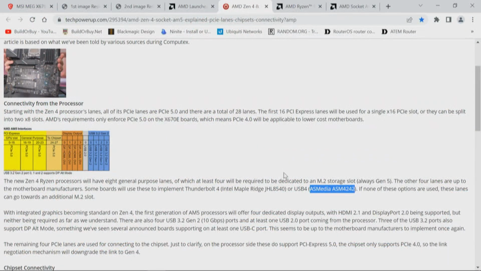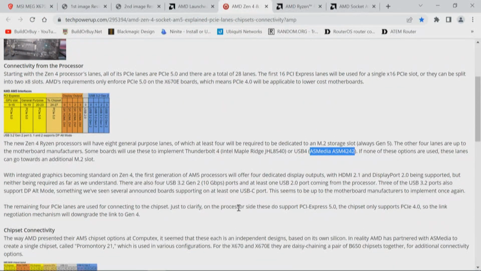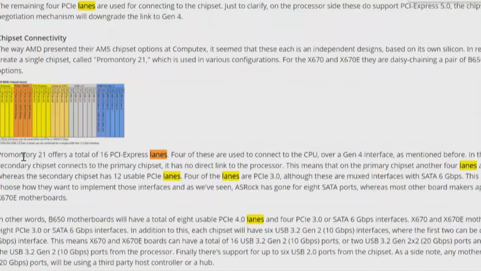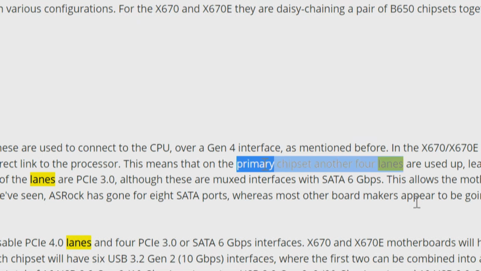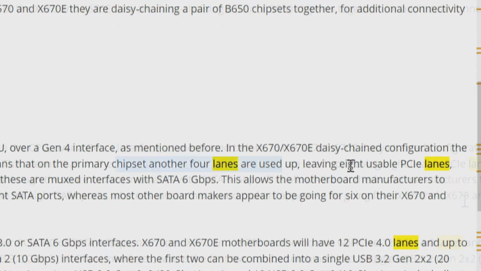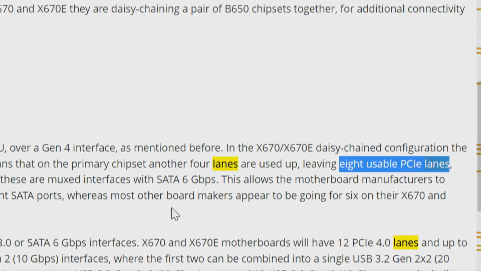And I'm going at this a little bit different than the others based on the questions that we've had for understanding. As this article covers it, it's called the Promontory 21, and that terminology is used by ASRock, which we'll see in the next motherboard block diagram, for the motherboard by ASRock that we're going to cover based on a question. And it says a total of 16 lanes. And here on the primary chipset, another 4 lanes are used up, leaving 8 usable lanes on the primary chipset.